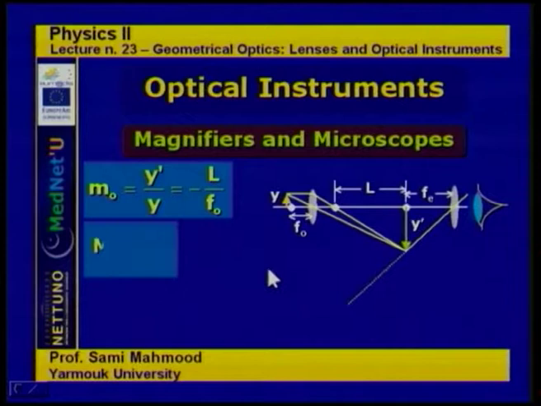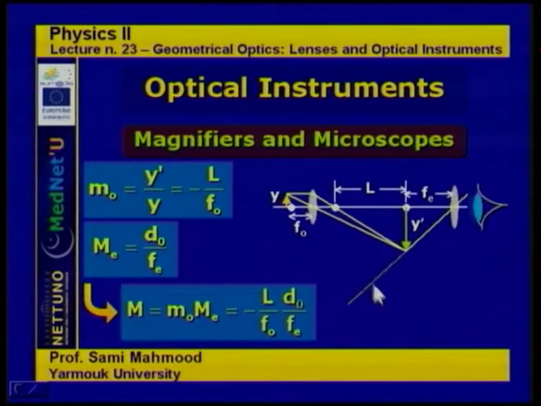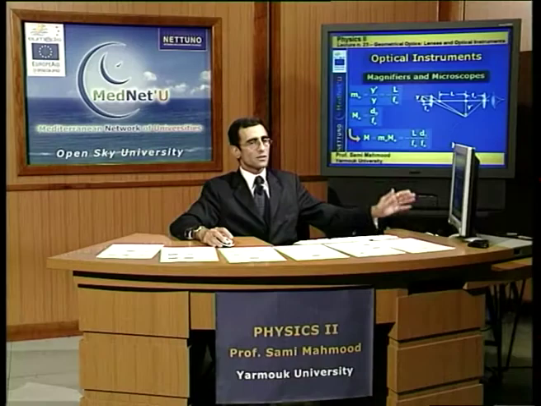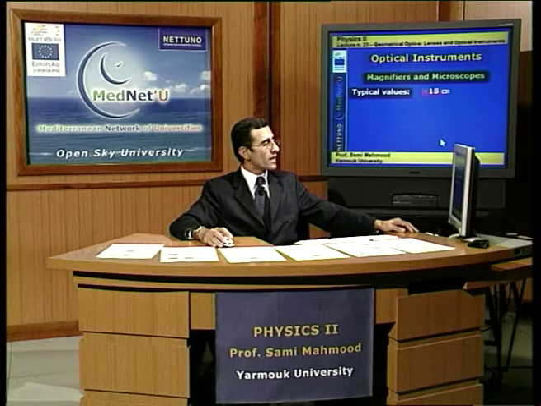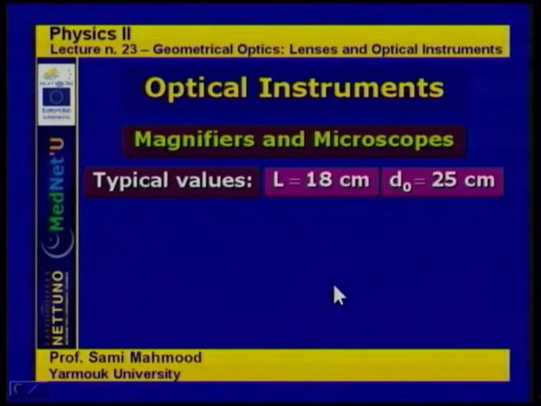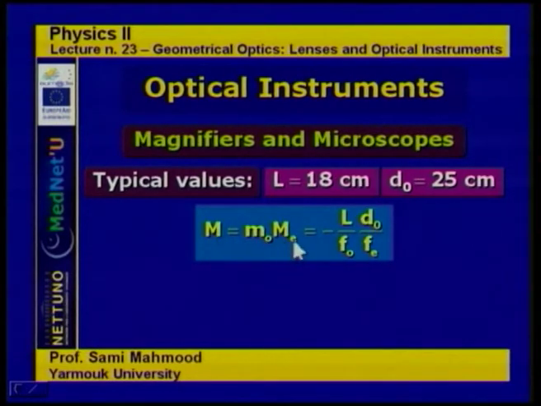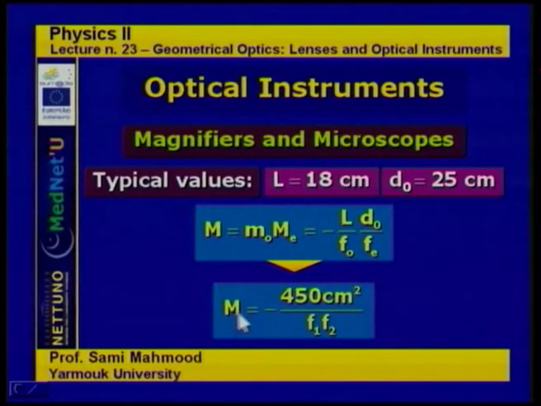And M sub E, as we found for the magnifying glass a little while ago, is equal to D naught over F sub E, which means that the total magnification this microscope provides is M naught times M sub E, which is minus L over F naught times D naught divided by F sub E. This can give as large a magnification as we want by selecting the right lenses. Typical values are L equal to 18 centimeters and D naught equal to 25 centimeters. So M is about, with a minus sign, of course, 450 divided by F1 times F2. These are typical values for a microscope.